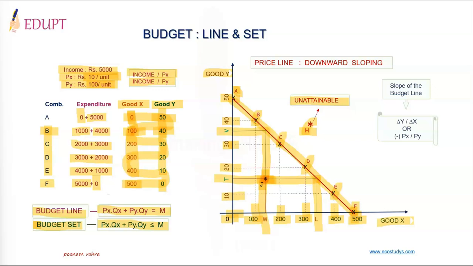So it is unattainable. One can also observe that the slope of the budget line is delta Y by delta X, or the ratio of the prices of both the goods. So the budget line is also called the price line, which is downward sloping.